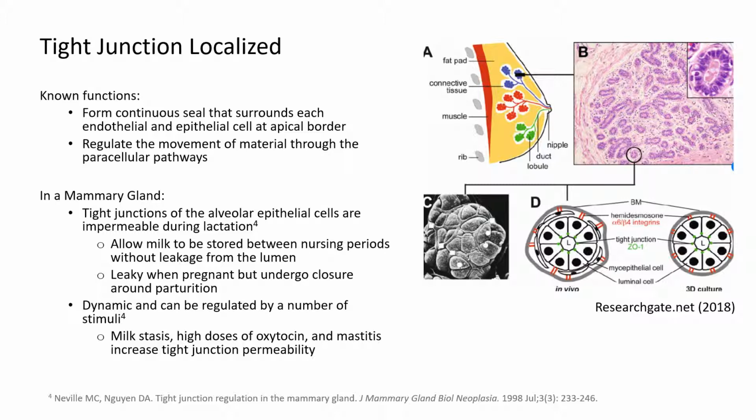The only time where you will find leakage is when the person is pregnant, but this usually closes or seals itself up around parturition, which is just the time around birth. And the tight junctions are dynamic and can be regulated by a number of stimuli such as milk stasis, high doses of oxytocin, mastitis, and these basically increase the permeability of the tight junction.